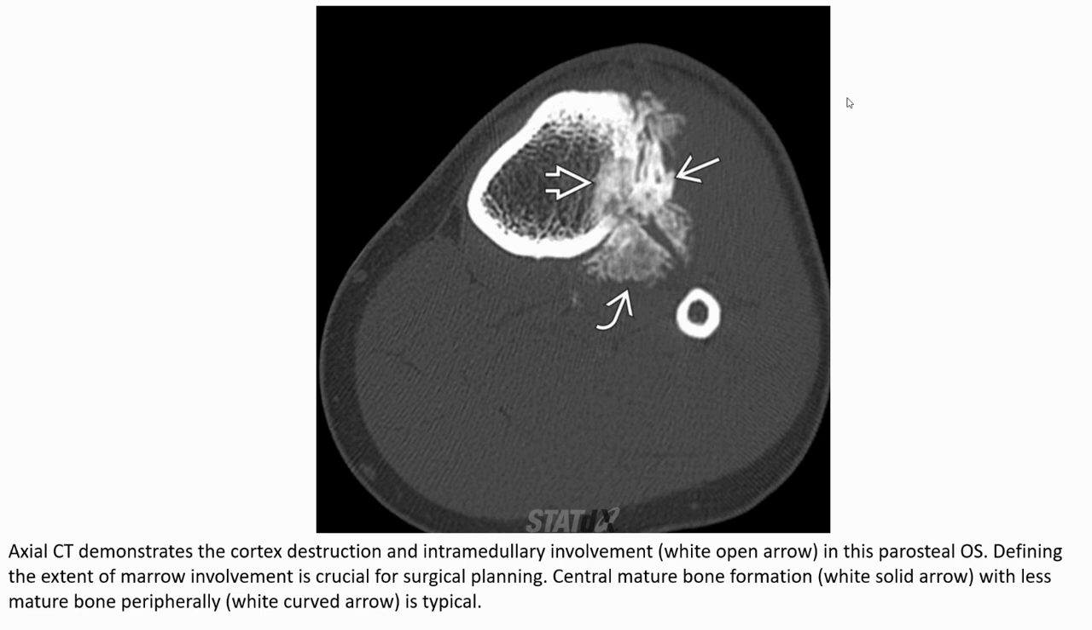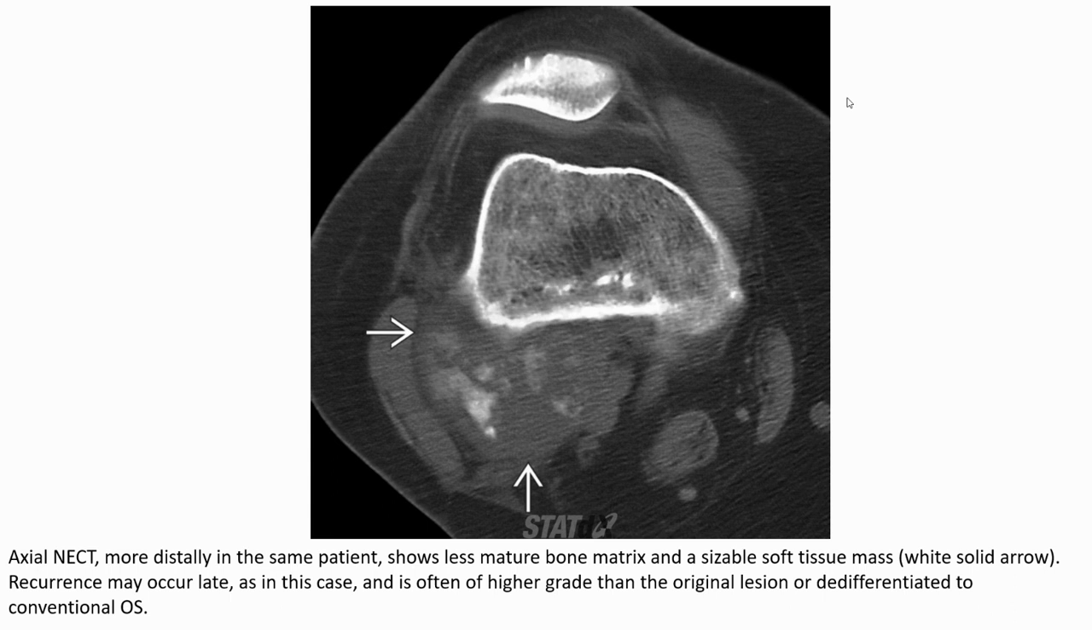Central major bone formation with less mature bone peripherally and destruction. Non-enhanced CT, more distal in the same patient, shows less mature bone matrix and a soft tissue mass. A recurrence may occur late, as in this case, and is often of higher grade than the original lesion, dedifferentiated to conventional osteosarcoma.